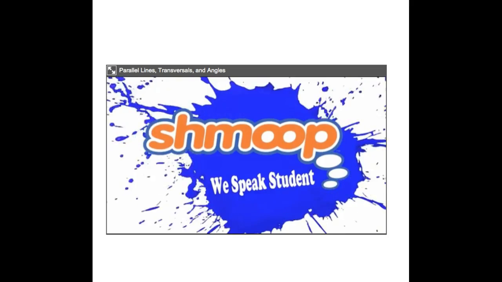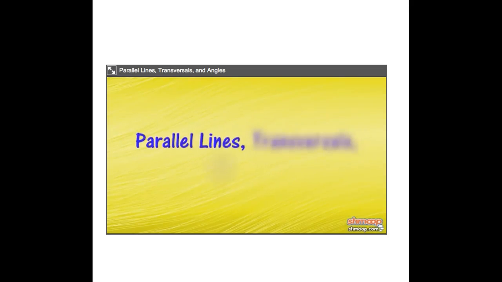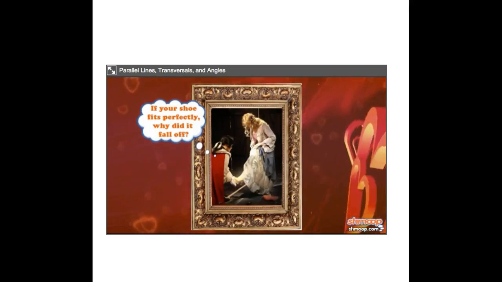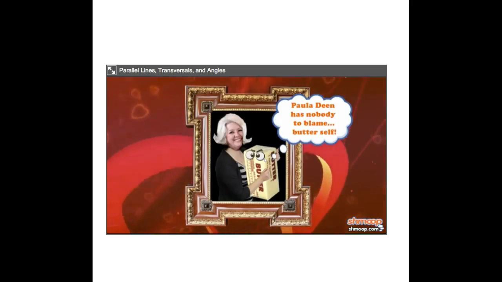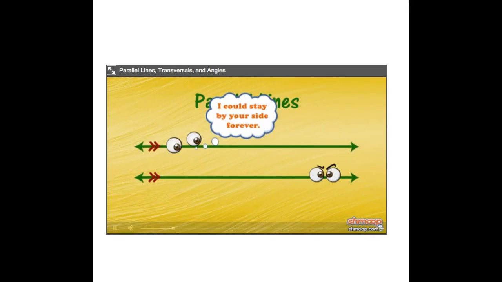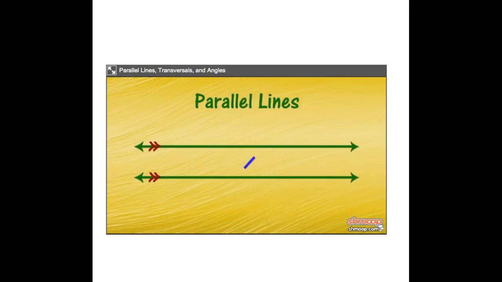We speak student. Parallel lines, transversals, and angles, a la Schmupp. There are some couples who are just destined to be together forever. Romeo and Juliet, Cinderella and Prince Charming, Paula Deen and Butter. But the greatest couple of them all has to be parallel lines. Parallel lines never touch, but they always stand by their partner. Now that's love. When a transversal cuts across two parallel lines, it forms 8 angles.